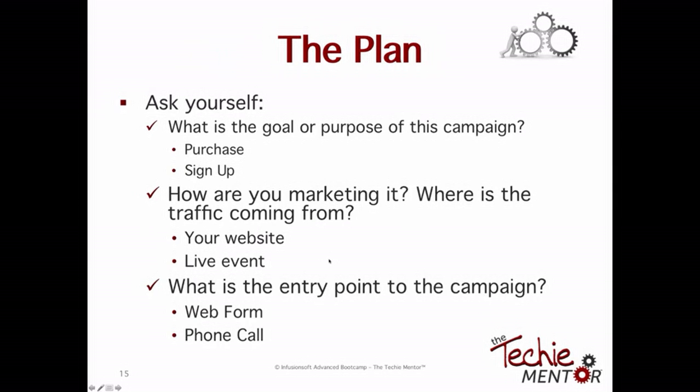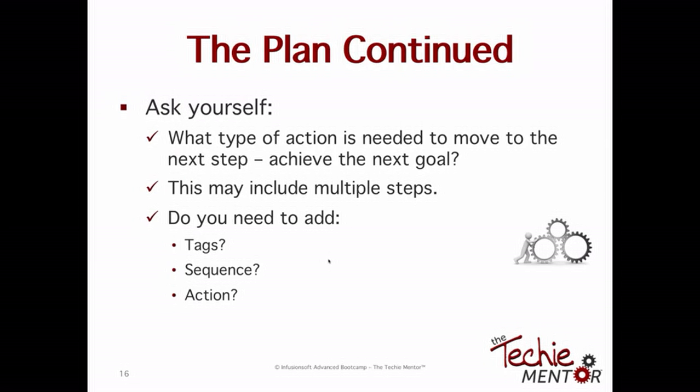Ask yourself what type of action is needed to move to the next step. In other words, achieve the goal. So if somebody signs up on a web form on a website, what happens then? Well, they sign up and hit the register button, for instance, or submit button, whatever it might be. And then at that point, what happens? Well, maybe they have a tag that's added, and then they get sent out a sequence.